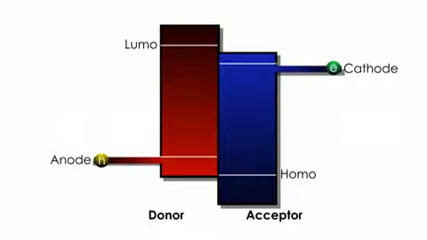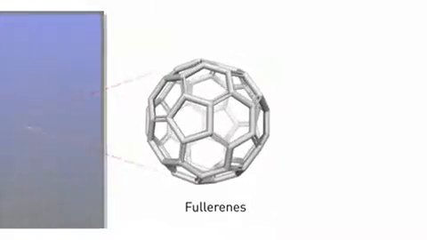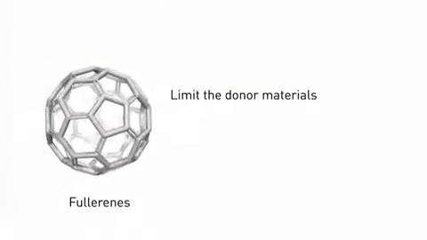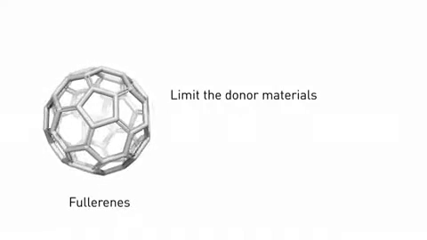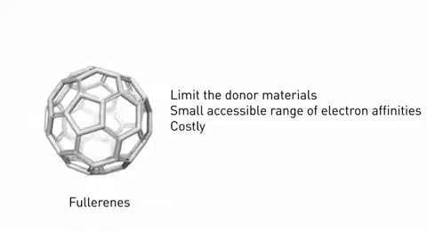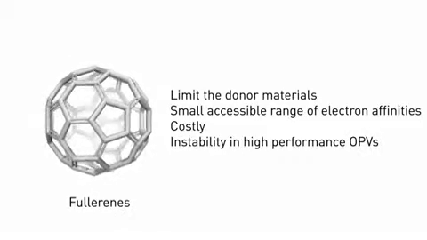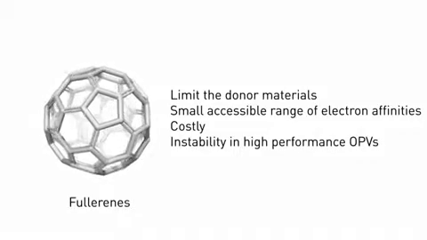A key challenge limiting the development of OPV devices is the availability of suitable electron acceptor materials. Fullerenes are by far the most common, but have disadvantages. They limit the number of donor materials that can be used to only those that are energetically well matched to fullerenes. They have a small, accessible range of electron affinities, limiting their tuning. They are costly and are highlighted as a key source of instability in lifetime tests of high-performance OPVs.